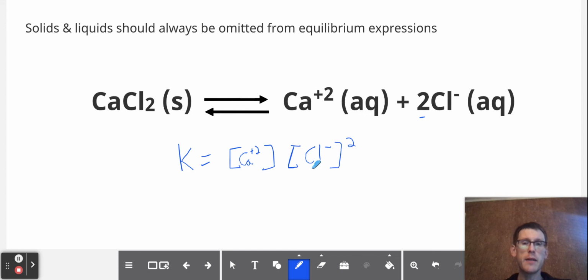And I divide by the reactants, except wait a minute, my reactant is a solid, it's not aqueous or gas. Again, solids and liquids are to be omitted. Aqueous and gas are the only phases that should be included in the equilibrium expression. So the equilibrium constant is calculated according to whatever the concentration of calcium ions times the square of the concentration of chloride ions at equilibrium.